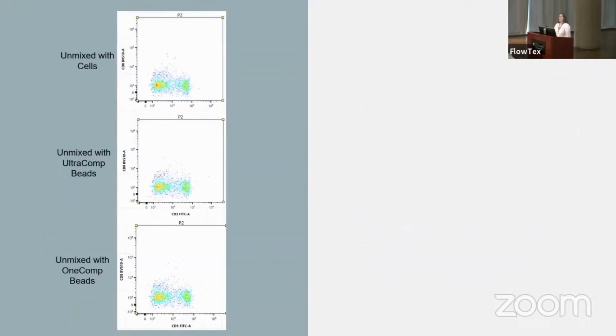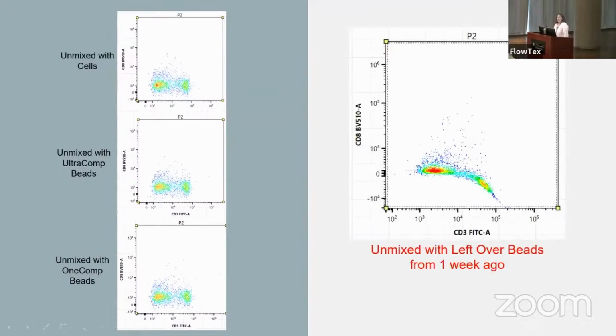This is some data actually Meredith generated when she was in the lab. So beads are not always bad, and I don't mean to give them a bad name. Sometimes they work really well. So this is an experiment where I have these two colors here. It doesn't really matter what they are. I mixed them with cells.